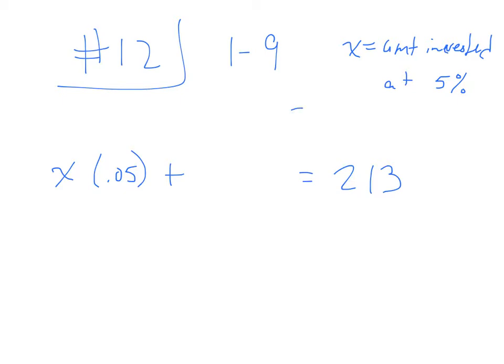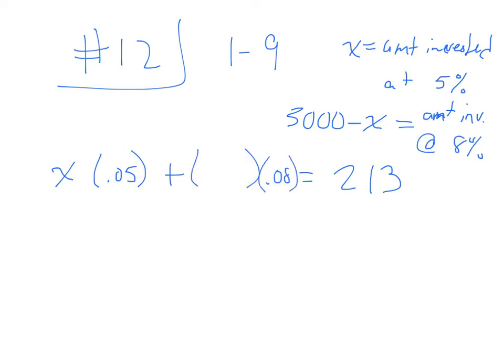Yeah, 3,000 is the total you have. You've already invested X of it. So what's left over is 3,000 minus X. And this is the amount, AMT, invested at 8%. And since it's at 8%, I'm going to use 0.08 here. And instead of X, I'm using 3,000 minus X. Okay, so it's one equation. It's just messy, that's all.